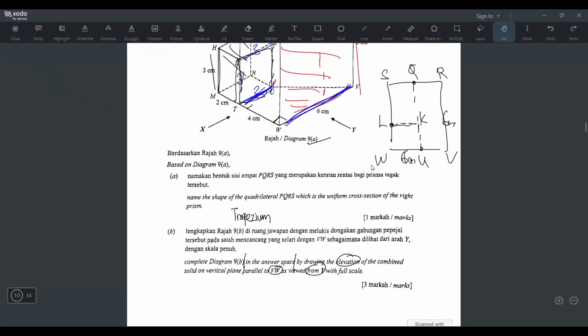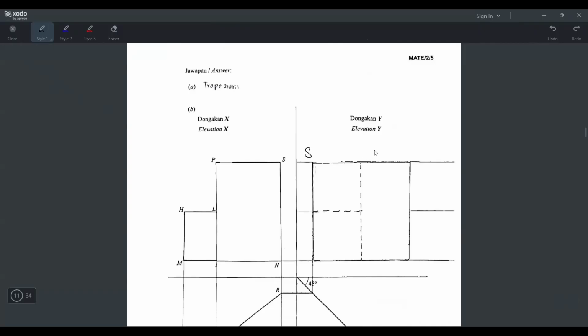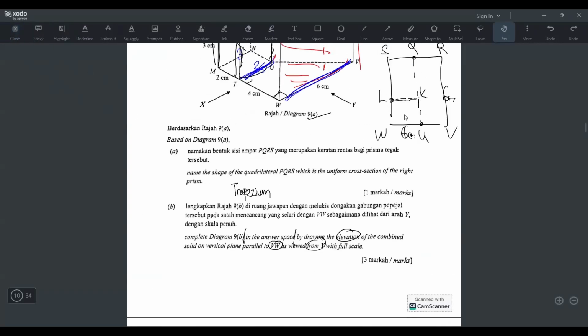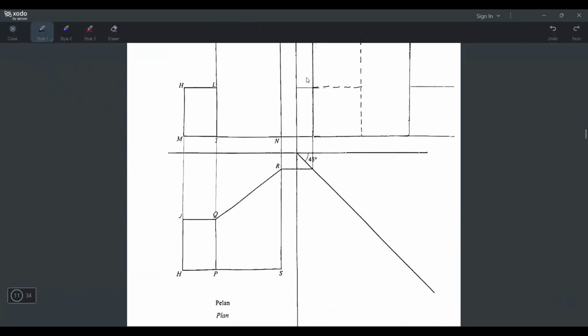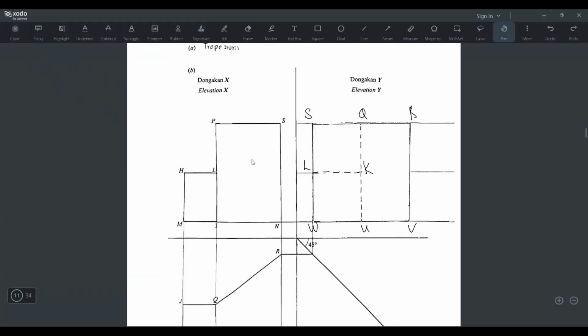So now let's transfer this down here. So SQR, just follow what I write there. And then what else here? LKWUV. So just follow LKWUV. So I think I did everything correctly. So this is how the answer looks like. All right, so hope you understand.